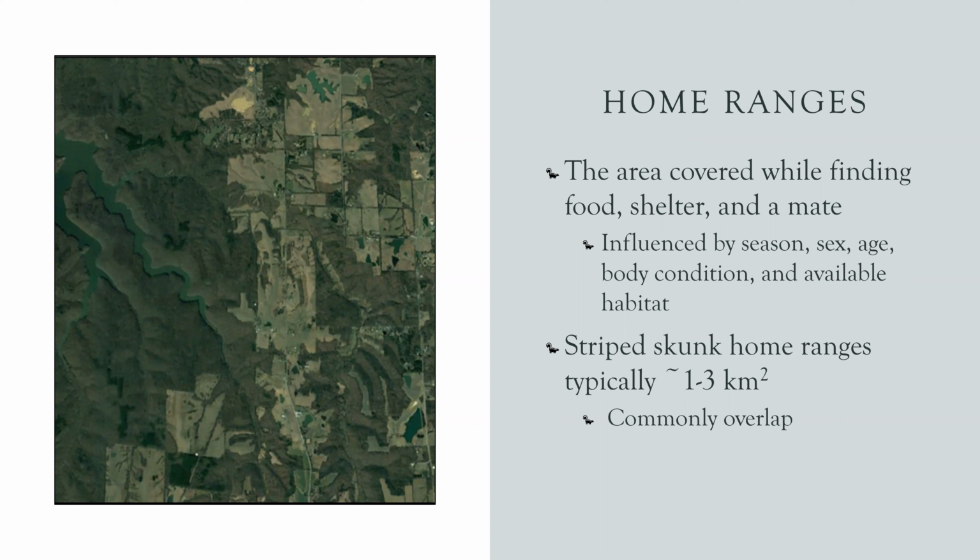And so a home range is the area that an individual covers while finding food and shelter and a mate. And this can be influenced by a lot of things, including season, sex, age, body condition, and available habitat. So you can imagine the resources that an individual might find in this wooded area with lots of water probably varies a lot from what they're finding in a more agricultural, human impacted landscape. Striped skunk home ranges typically range from about 1 to 3 square kilometers, and they commonly overlap because striped skunks really are not very territorial or social.